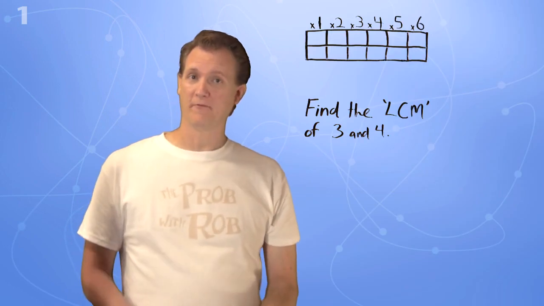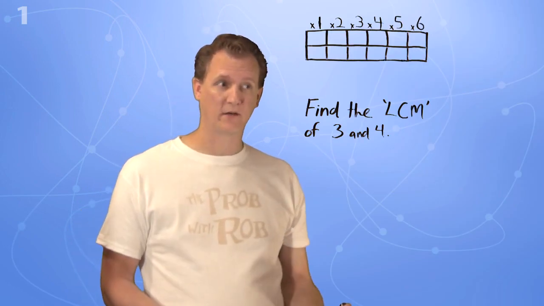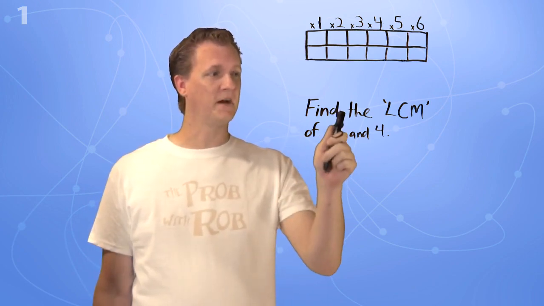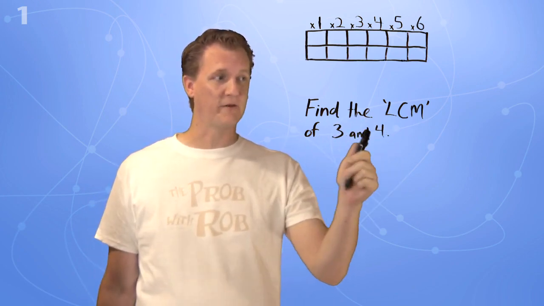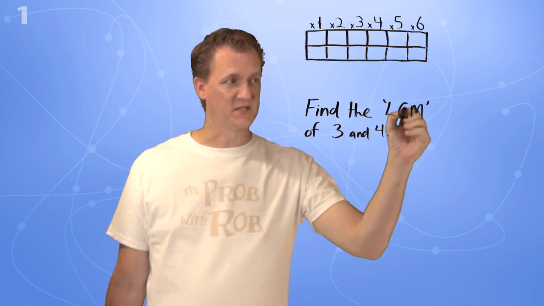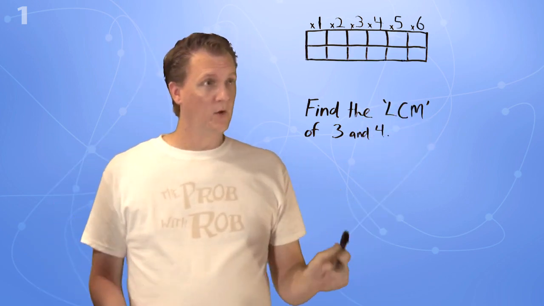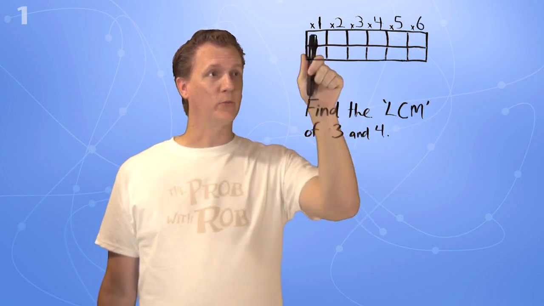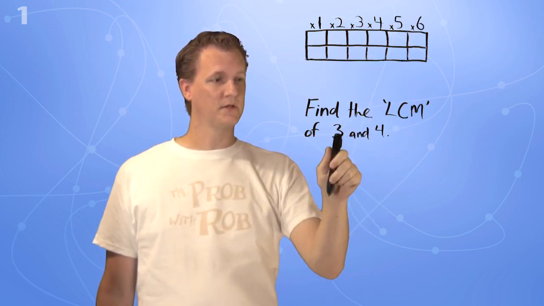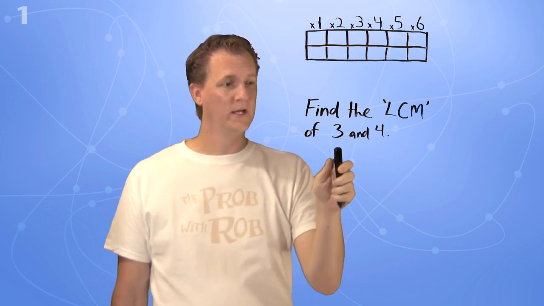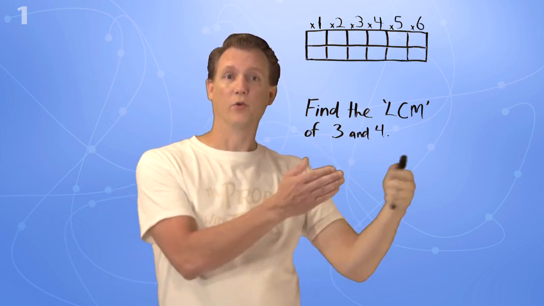Now the first step for finding the least common denominator is to find the least common multiple of the denominators. And so our first problem is to find the least common multiple of 3 and 4. That's what LCM stands for, least common multiple. Now how do we find that? Well, we make a chart up here and we list the multiples of 3 and 4 till we find one in common. Now remember, a multiple is just what you get when you multiply a number by a whole number.